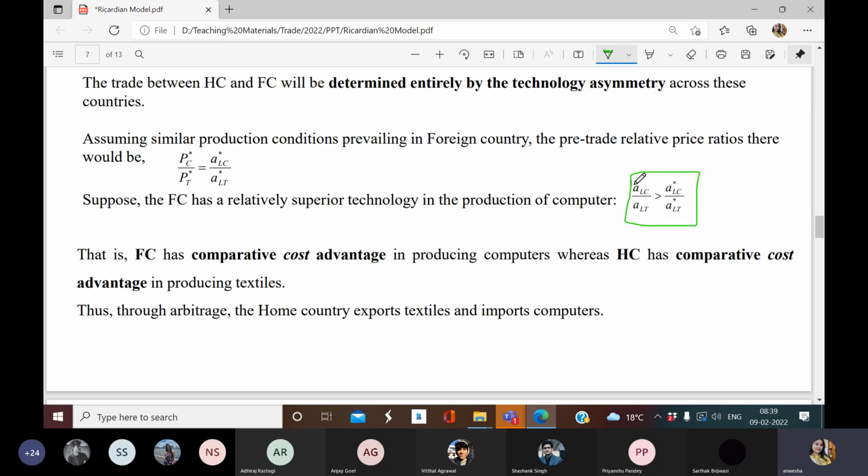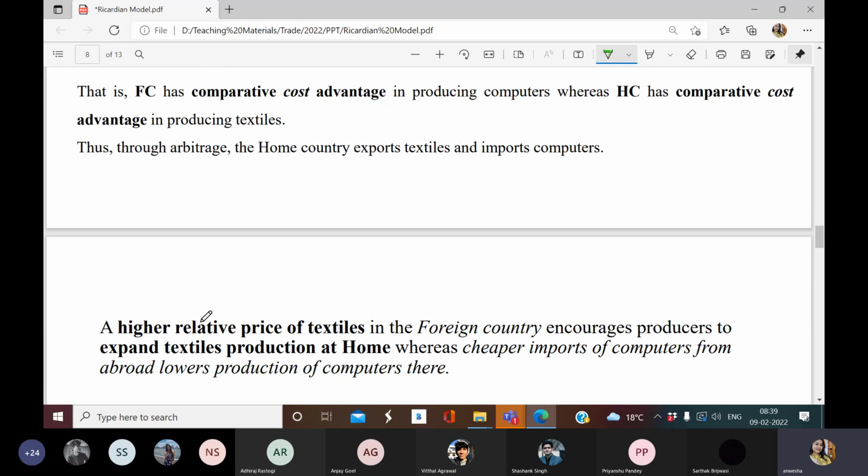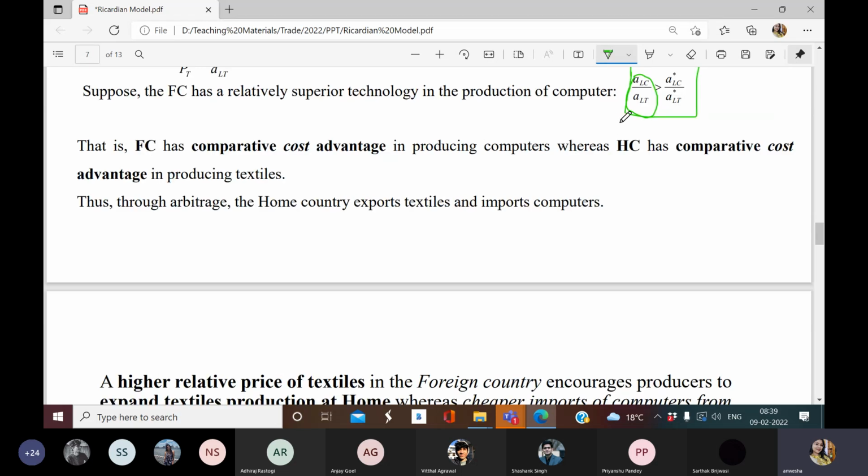So that's why we are writing it in terms of ratio. LC by LT is greater than LC star by LT star. That is, the amount of labor required to produce 1 unit of computer with respect to the amount of labor required to produce 1 unit of textile is greater in the home country than in the foreign country. Okay. So when trade opens up by this assumption, this is your assumption. You can change the assumption, you get the opposite result.